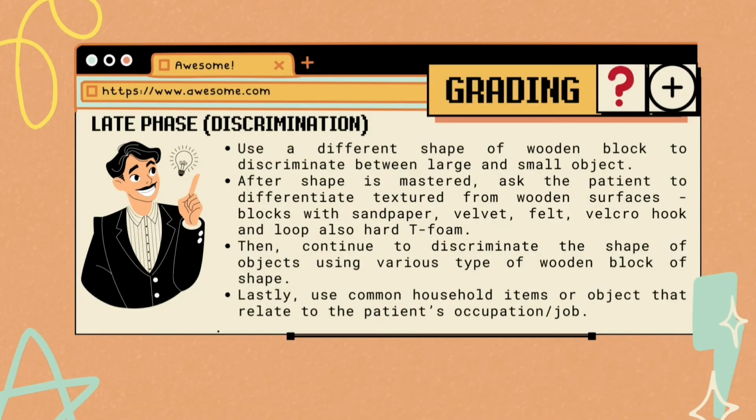While for grading of late phase discrimination, the first technique uses different shapes of wooden blocks to discriminate between large and small objects. After shape is mastered, ask the patient to differentiate texture from rough to smooth using wooden surface blocks. The surfaces can include sandpaper, velvet, felt, velcro hook and loop, hard tip foam, and many others. Then, continue to discriminate the shape of objects using various types of wooden blocks. Lastly, use common household items or objects that relate to the patient's occupation or job.